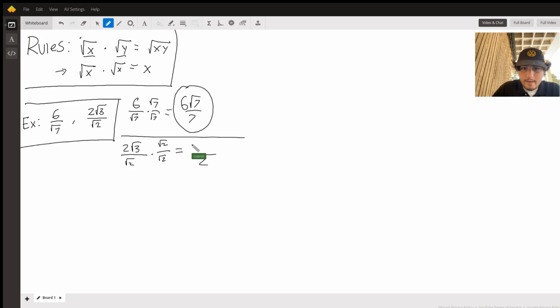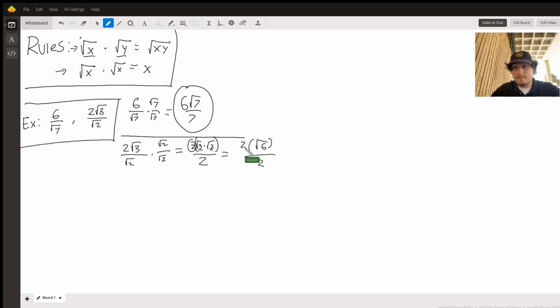And in the numerator, we have these terms, 2 root 3 times root 2. And you notice that we can use the first rule to combine these two radicals, because we don't want two radicals. We can just combine it into one. So we have to keep this 2 here, but we're going to multiply these two together. So this term is going to equal 2 times the square root of the inner terms, so 3 times 2, which is equal to 6, the square root of 6, all over 2.